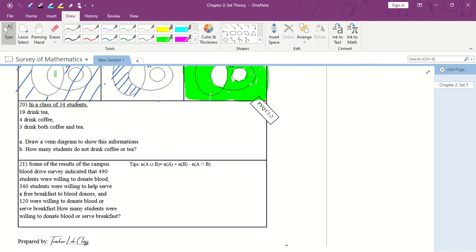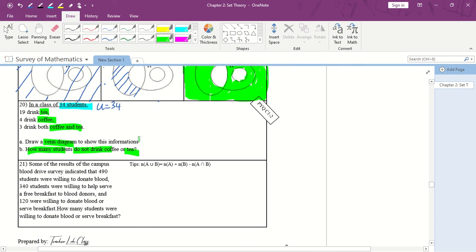Okay, so this question, look at it here. In the class of 34 students, so you see, if they say in the class of 34 students, it means that U is equal to 34. Okay, there are 34 people here. And here says 19 like to drink tea, 4 like to drink coffee, and 3 drink both coffee and tea. Now the question asks you, A, draw a Venn diagram to show this information. And B, how many students do not drink coffee or tea?